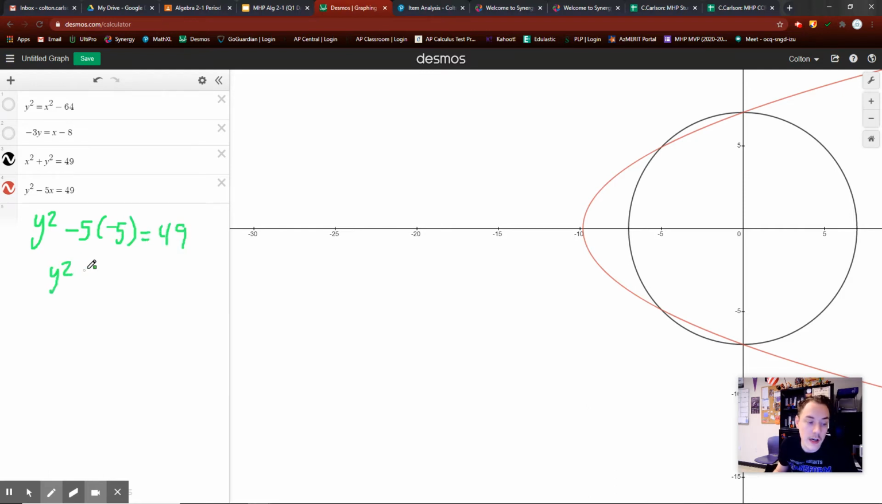This is y squared, and then plus 25 equals 49. And then I'm going to do y squared, and then 49 minus 25. What's 49 minus 25? 49 minus 25 is 24, right? So this is going to be y squared equals 24.